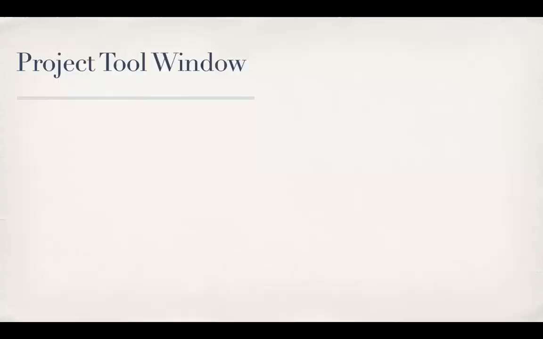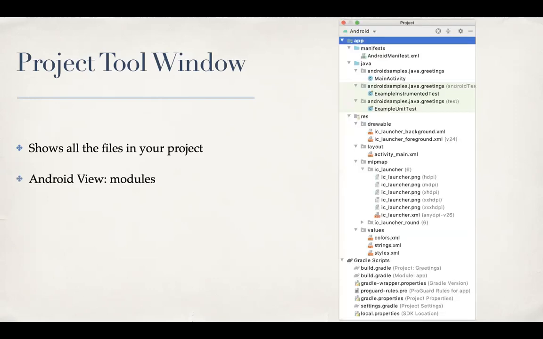Okay, so a bit about the project tool window. As I said, it shows all the files in your project, but it's arranged in different views. This is the Android view. As you can see here at the top, it says Android, and then there is a drop down. You click on that to see the other views for the same files. It's just a different way of organizing these files.